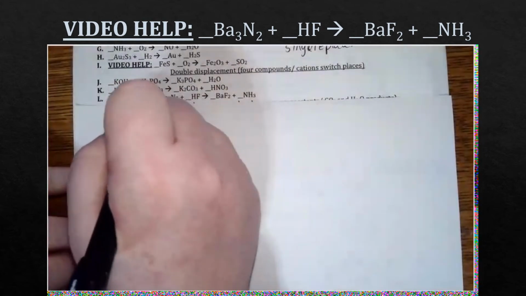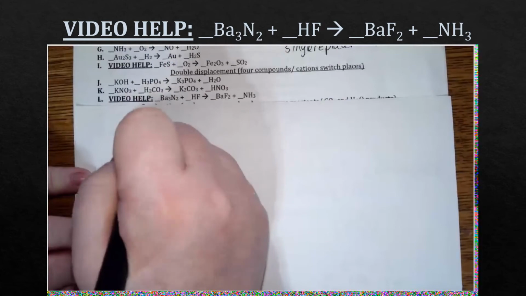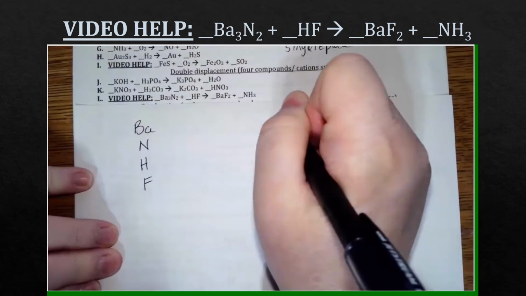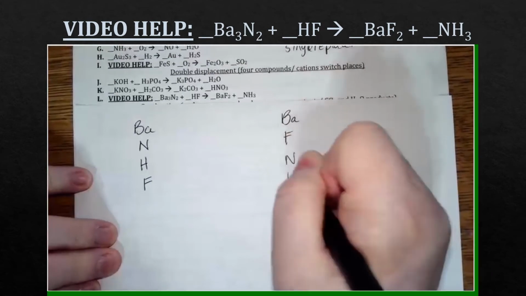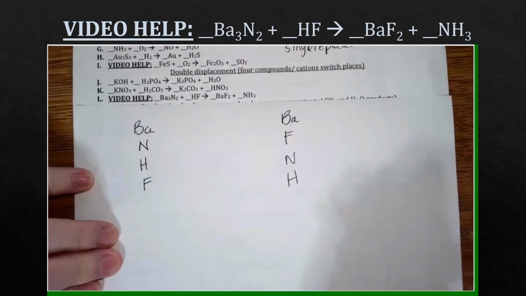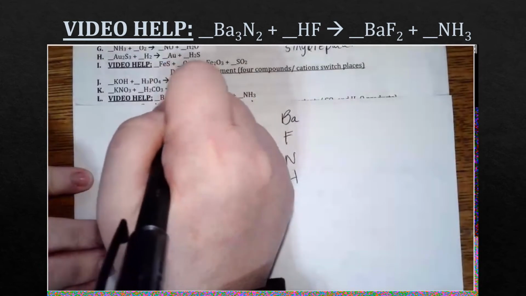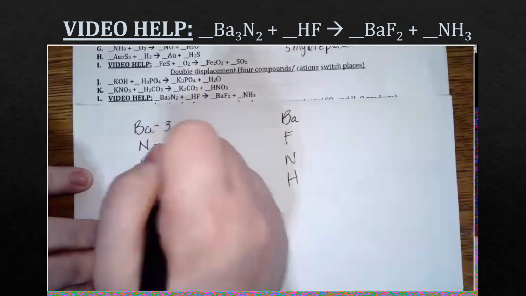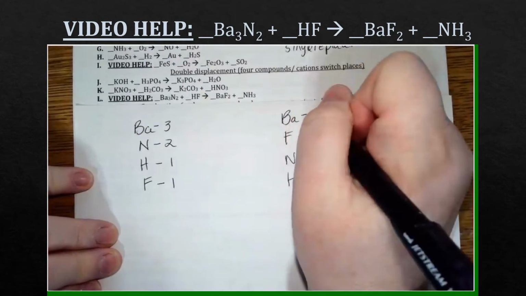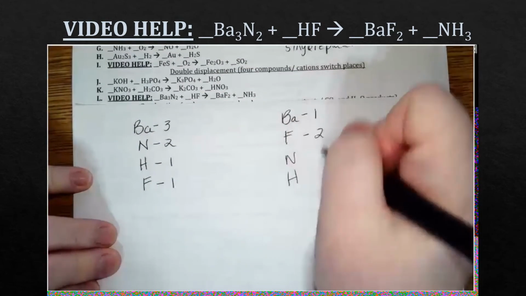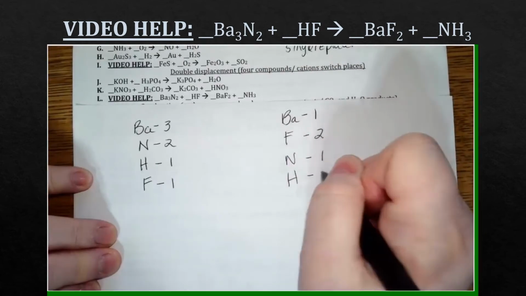Let's write my list of elements: Ba, N, H, and F. Over here, it's Ba with F and then N with H. Writing it like this just helps me keep straight which elements are in which formula. Ba has 3, N has 2, H has 1, F has 1. On the other side, Ba has 1, F has 2, N has 1, H has 3.